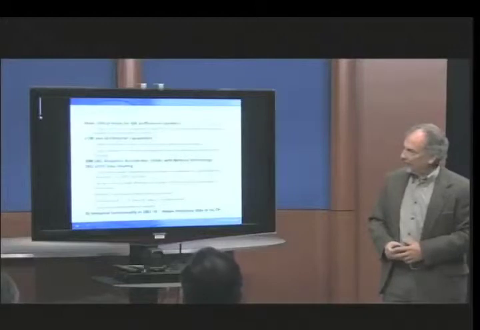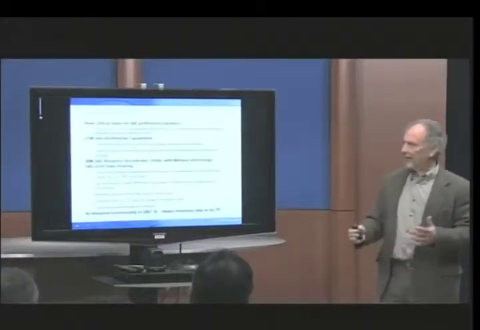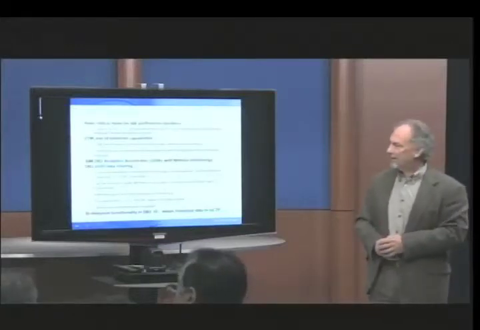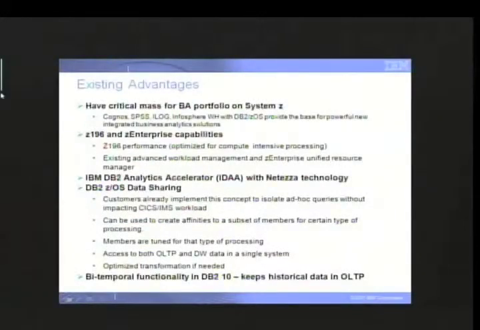So we have some existing advantages with Z. I talked about earlier that we've expanded our business analytics portfolio, and we're bringing more and more onto the platform constantly. In terms of the z196 and the Z hardware, we've doubled our floating point performance on z196 versus the previous z10 system. We've had a tremendous amount of emphasis internally on our C compiler and Java compiler performance, using new instructions in the instruction set architecture.